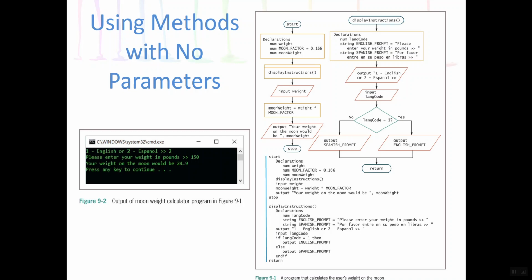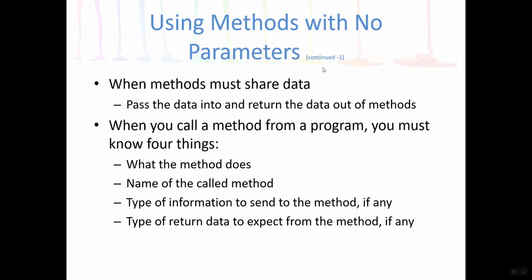Does display instructions receive data? So in order to use it, we would have had to have known that display instructions as defined over here does not receive data. In other words, no parameters. We'll see that term again shortly. So that's the kind of information you need to know about a method in order to use it. And then finally, does the method return anything back to its caller? In the last example, it didn't pass any data back to main.